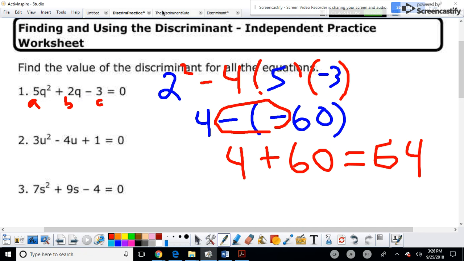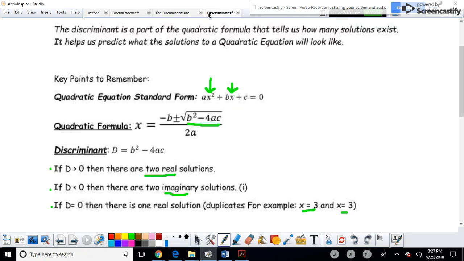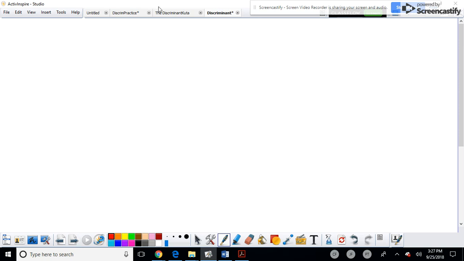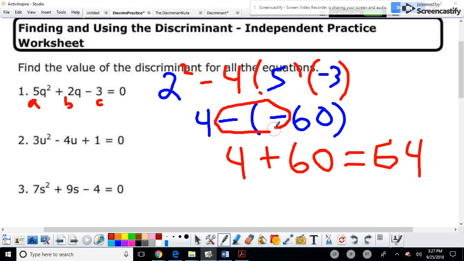So let me go back to my notes. Because I see that my discriminant is greater than 0, that means there are two real solutions to this. So that's what I can conclude. So whatever x is, I know that it's going to be two real numbers. So I'm going to say two real solutions. Abbreviate that. Let's do one more.